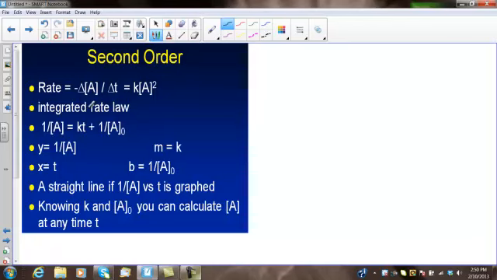Second order, our rate is the change in the concentration of A divided by the change in t, where the rate equals k times the concentration of A squared. Our integrated rate law: 1 over the concentration of A equals kt plus 1 over the initial concentration of A. A straight line, if 1 over the concentration of A versus t is graphed, that's what you would get. And knowing k and the initial concentration, you can calculate the concentration of A at any time t. This is very useful.